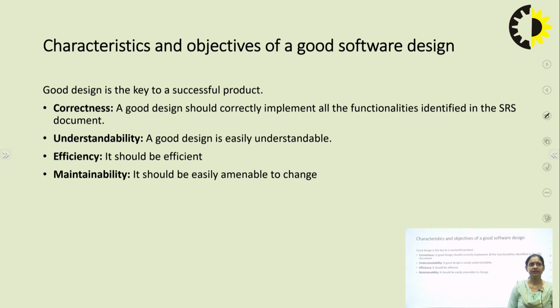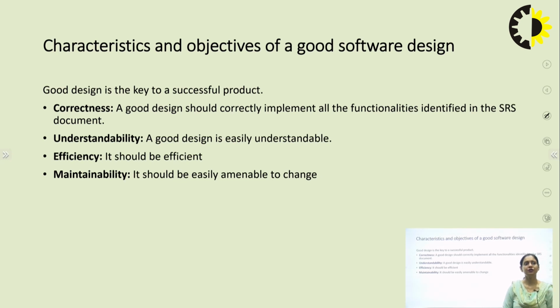Now, the characteristics and objectives of a good software design. The first one is correctness. We all know that if the software design is correctly implemented, then it will be helpful in the coding of the software. If the design is incorrect or has some loopholes, that will affect the coding of the software, the later phases of the software basically.